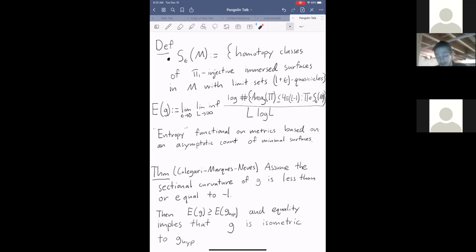So really this is a count of these surfaces. And if G is not hyperbolic, but is close to being hyperbolic, you can also do this construction of a minimal surface that minimizes the area among the homotopy class. That's true in any Riemannian three-manifold. Yeah, you can just do that, as I said on the previous page.